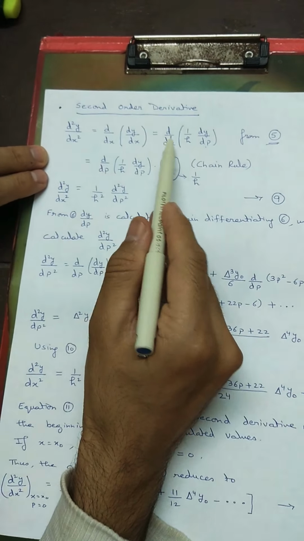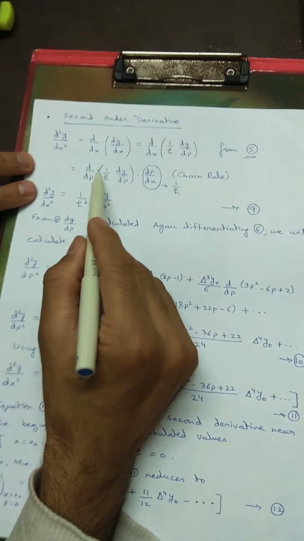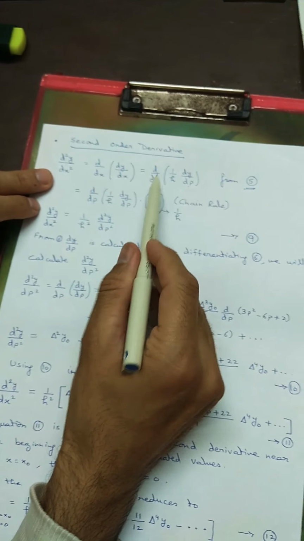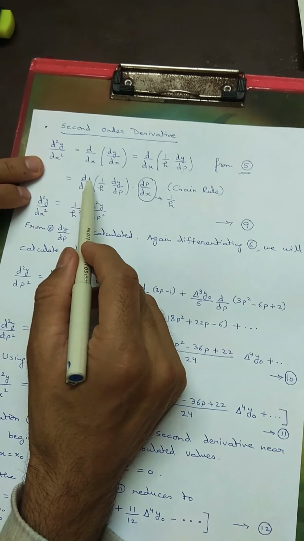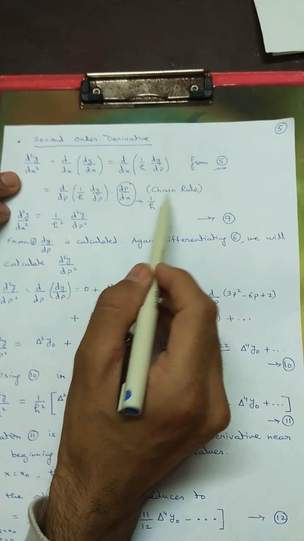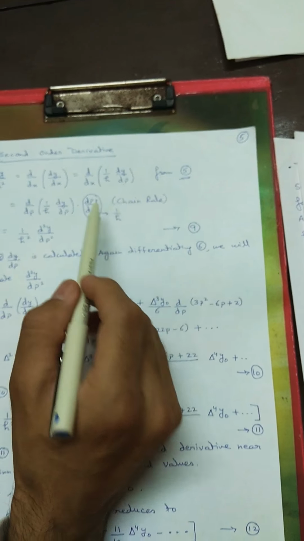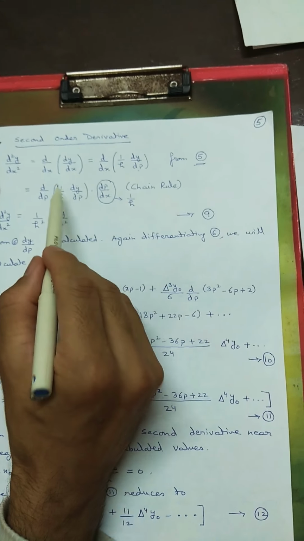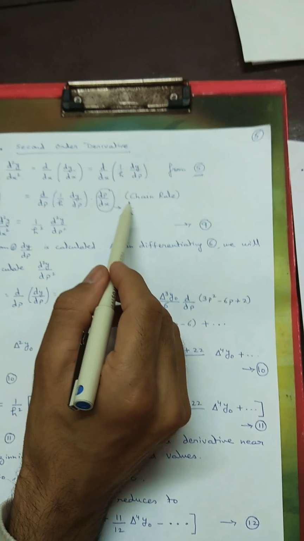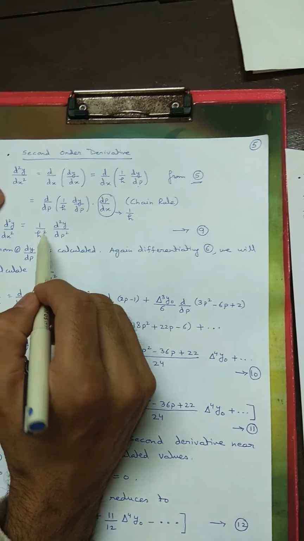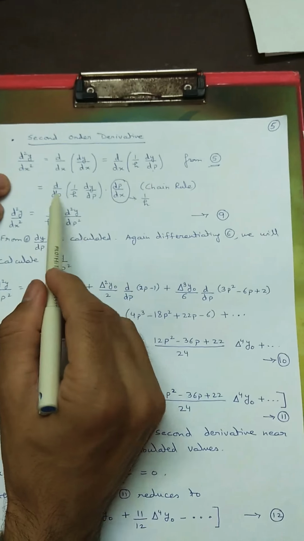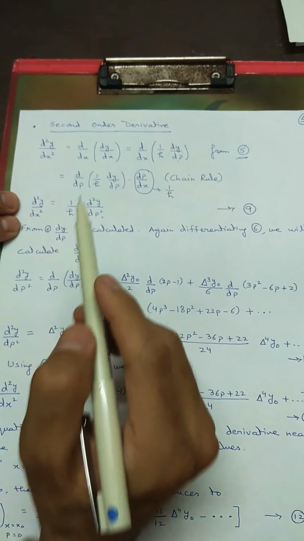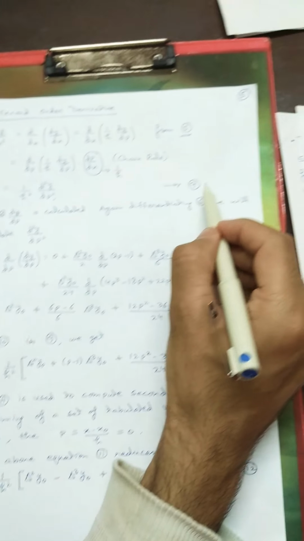So again I'll be using the chain rule for the second order derivative. This d over dx can also be split into d over dp into dp by dx, which we call the chain rule. And now this dp by dx we can write as 1 by h. So 1 by h is there, 1 by h is here also, so it will be 1 over h square. And what is the remaining term? It will be d square y by dp square. So I am putting this as equation number 9.